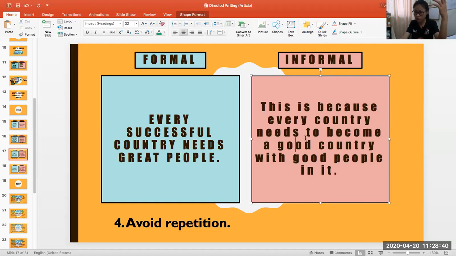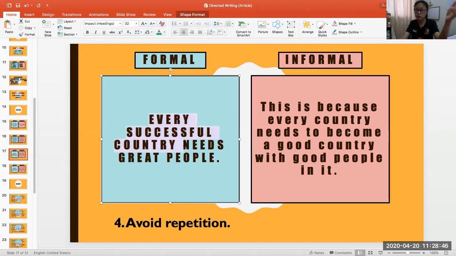Change it up. Okay? So, I put here: every successful country needs great people. Okay? It means the same thing, actually. But mine is shorter, but clearer, and no repetition. I don't repeat words as much as I can. I change it up. I use great. I use successful. I use, what else? I don't know. Whatever that you can think of. Okay? You change it up and make things clear.